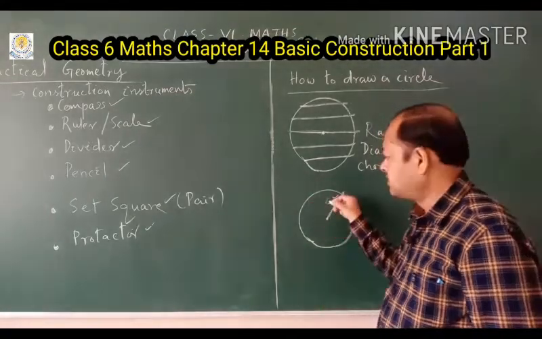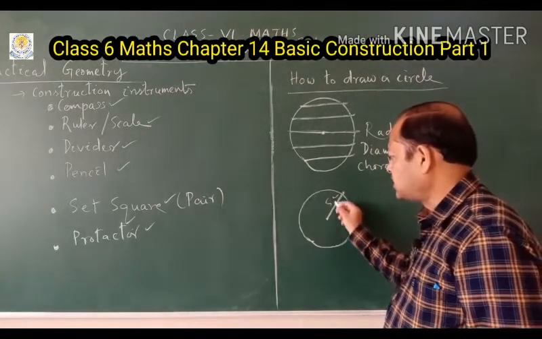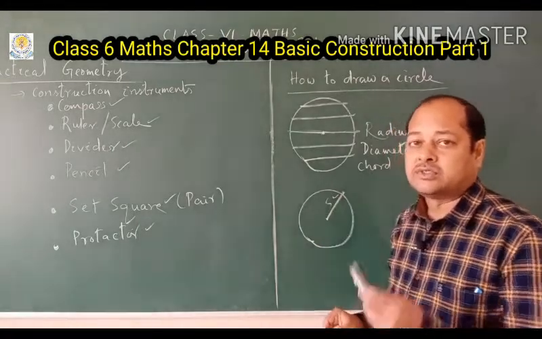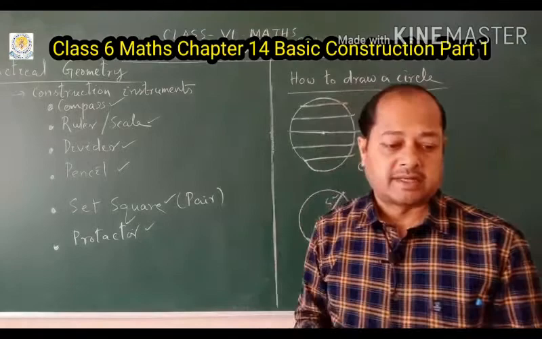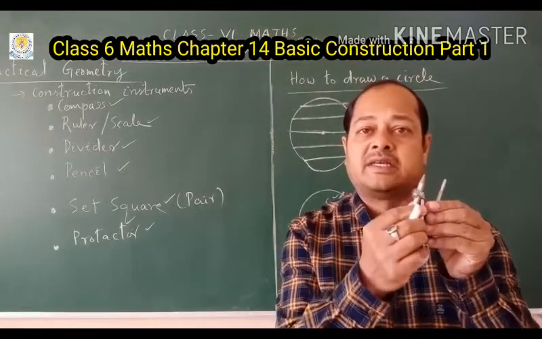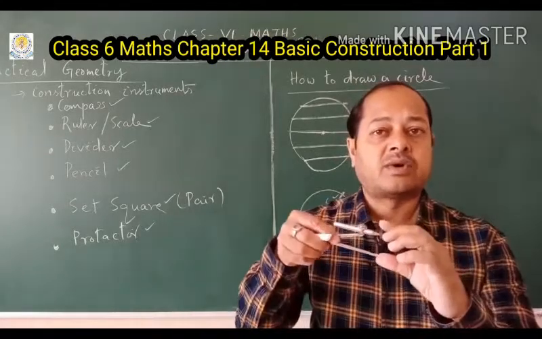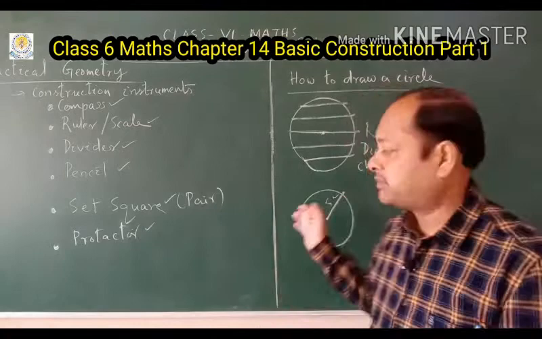The radius is 5 centimeter. So the radius of the circle is how much? 5 centimeter. So with the help of a compass and scale, we can draw a circle. What are the steps? First you open your compass, then hold the pencil here, then take the length as required with the help of a scale or ruler, then draw on the paper like this.